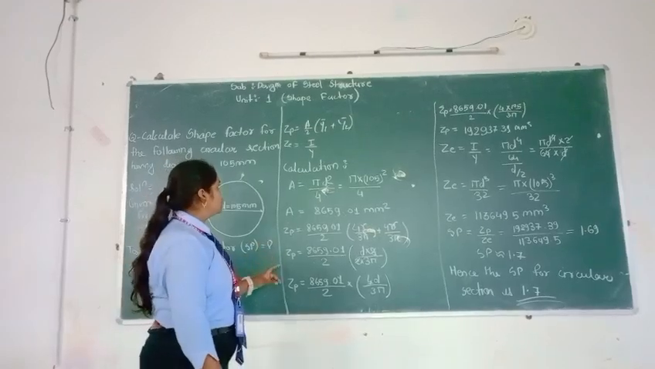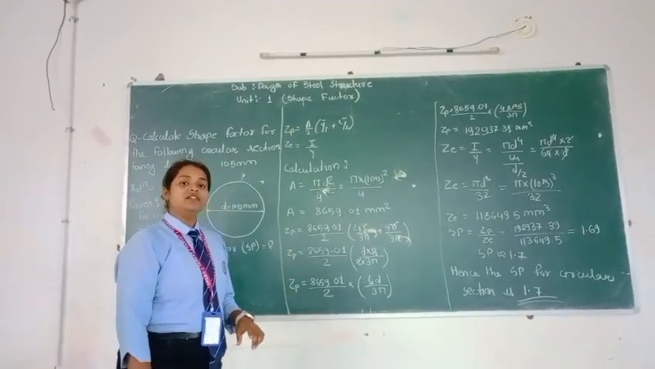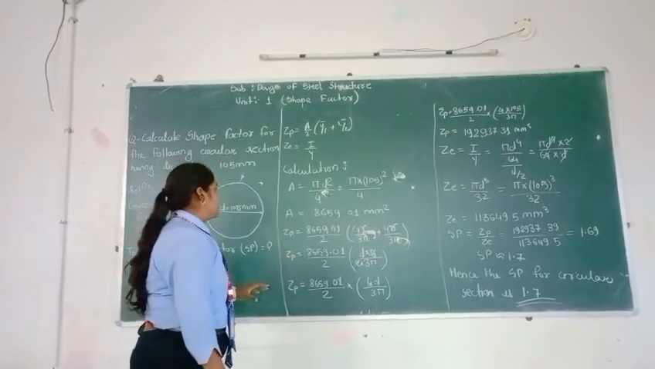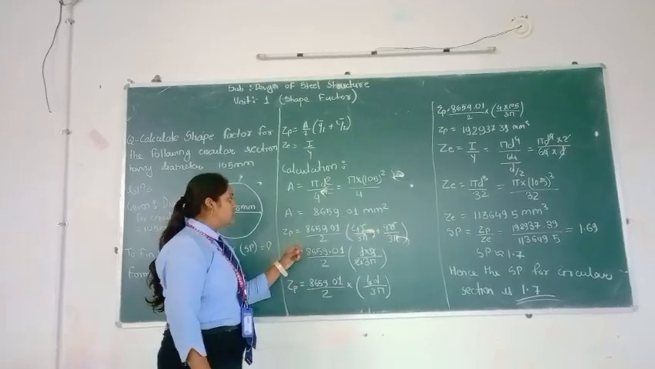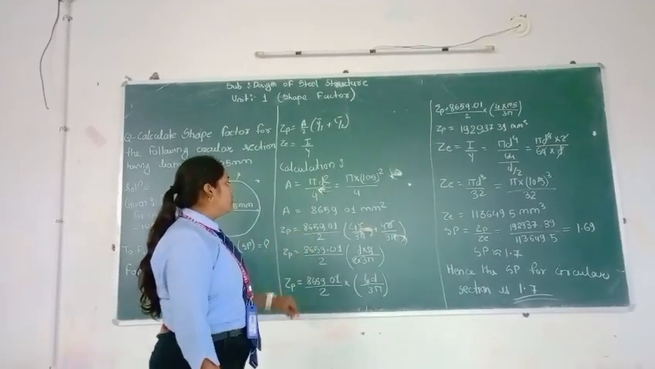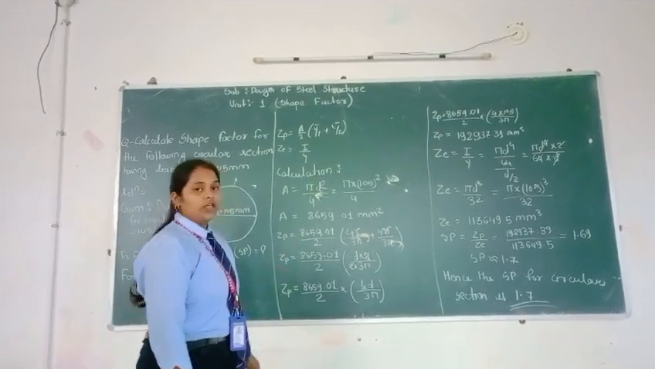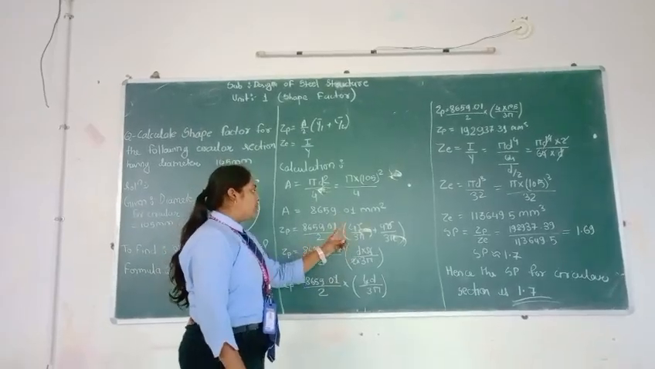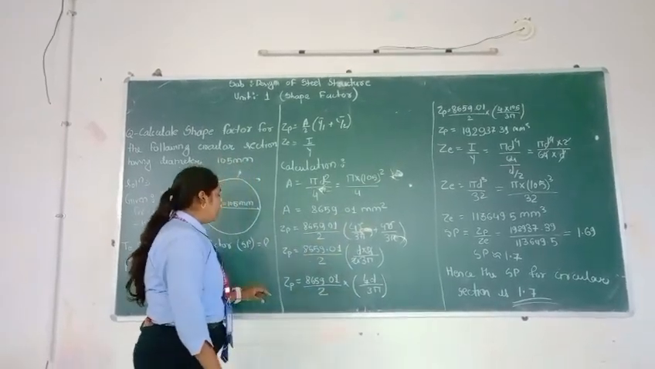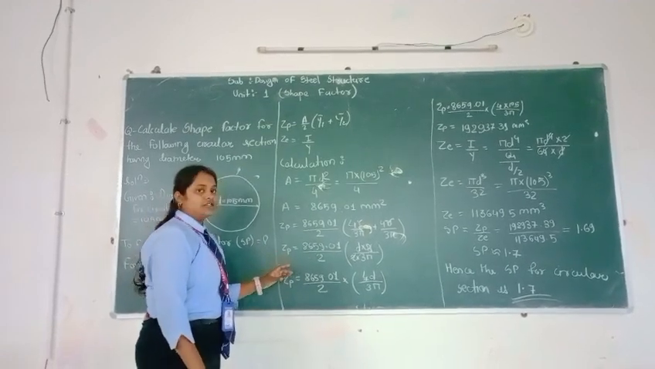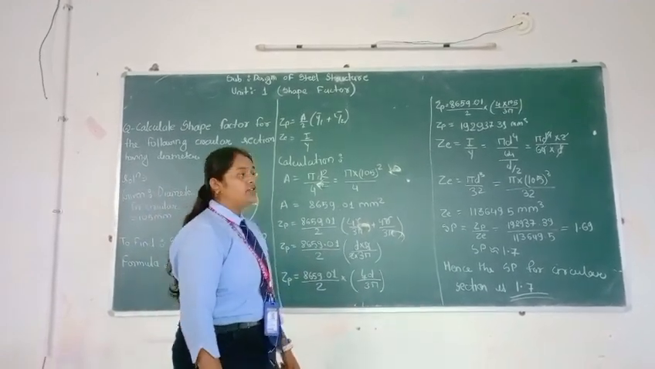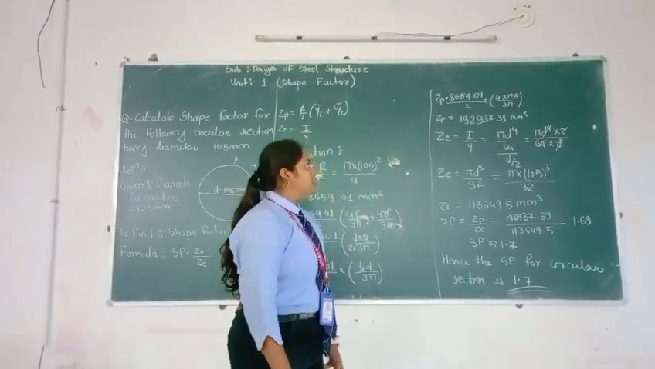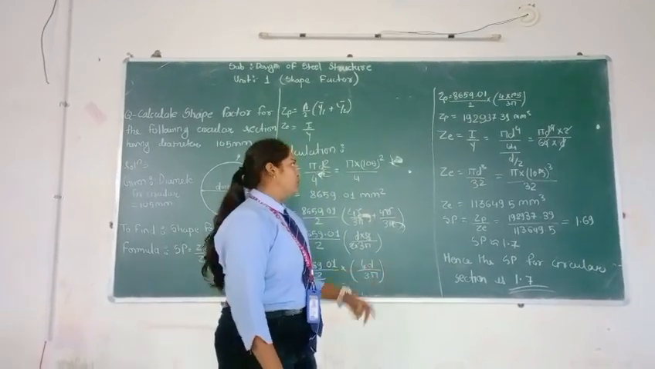Next, we take the value of Zp. Zp is equal to A by 2 in bracket y1 bar plus y2 bar. Then put the respective values. Zp is equal to 8659.01 upon 2, in bracket the value for y1 bar plus y2 bar is 4r upon 3 pi. After calculating, we get the value of plastic modulus as 192,937.39 mm3.